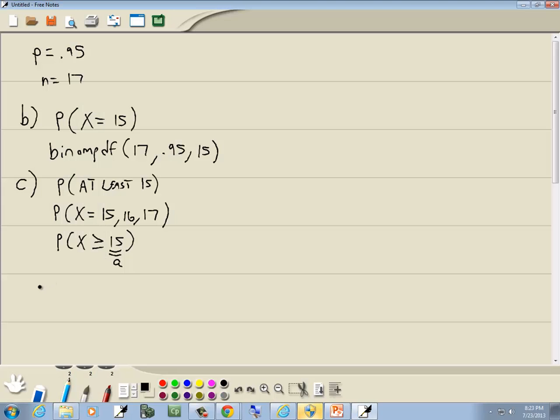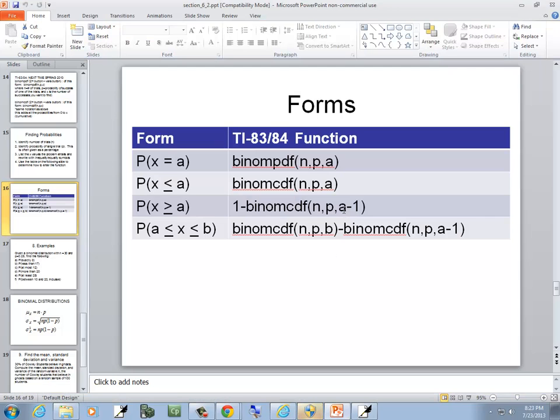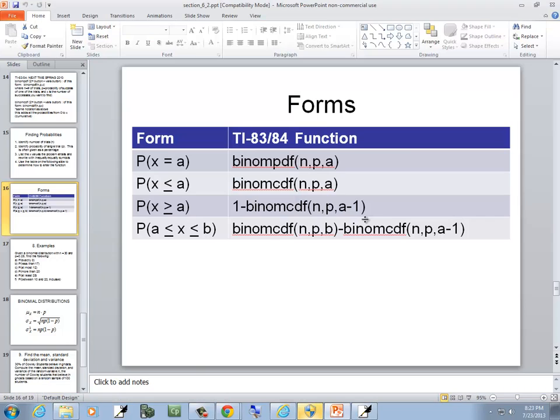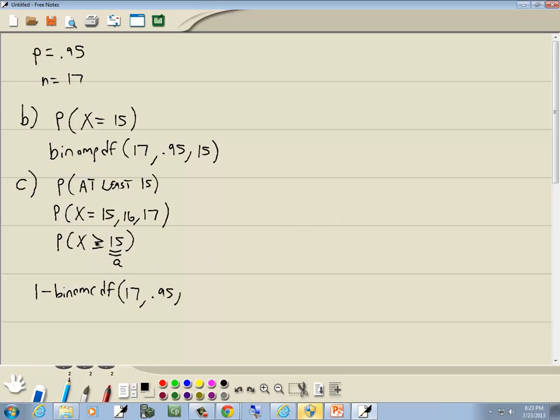And we're going to have 1 minus binom CDF and n, p, and then A minus 1. So n, which was 17, p, which is 0.95, and then A minus 1. What was A? A was 15, so we get 15 minus 1. And that'll give us our answer.